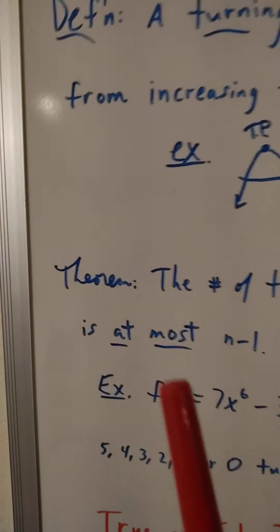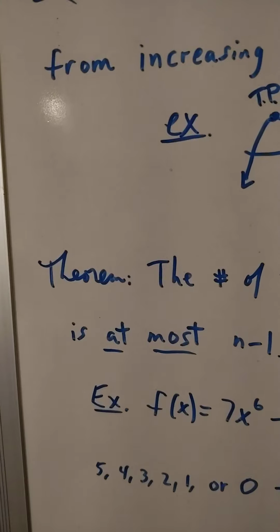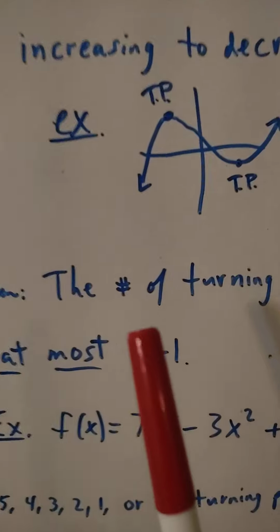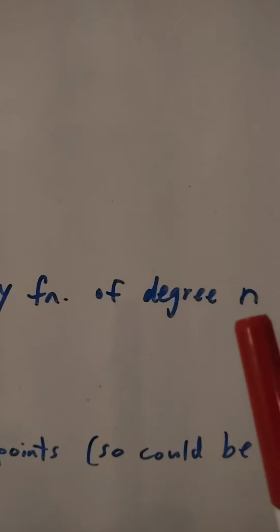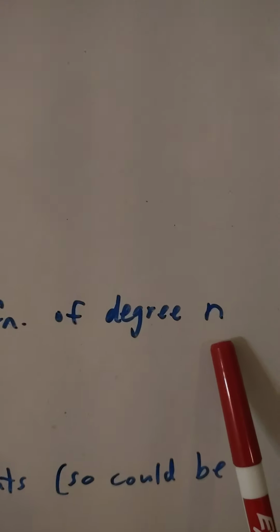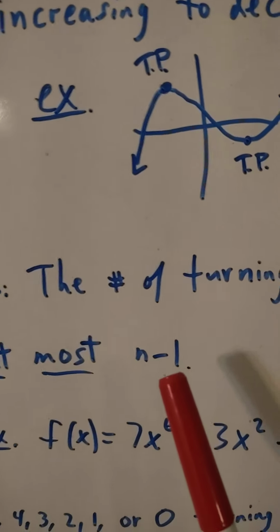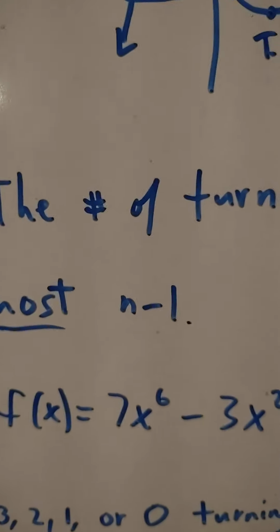Here's a theorem now involving turning points. A theorem is a statement which can be proven, or you can just call it a fact. And this is an interesting theorem. It doesn't tell you a wealth of information, but it tells you some information. The number of turning points on the graph of a polynomial function of degree n, where n is any whole number, is at most n minus 1. Let me give an example of this to make sure we understand that.